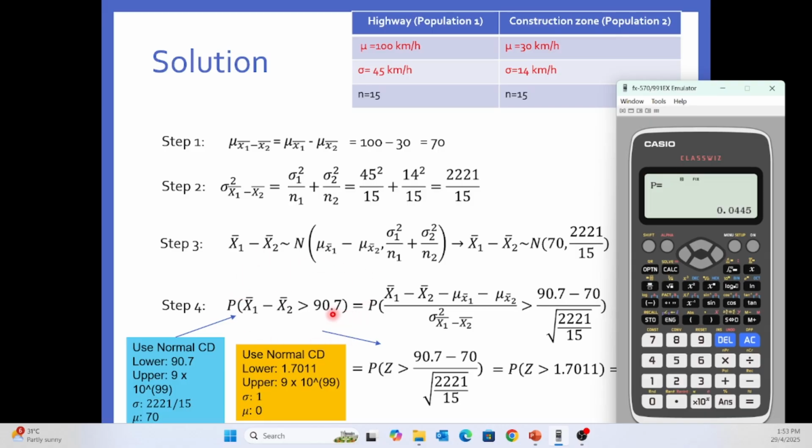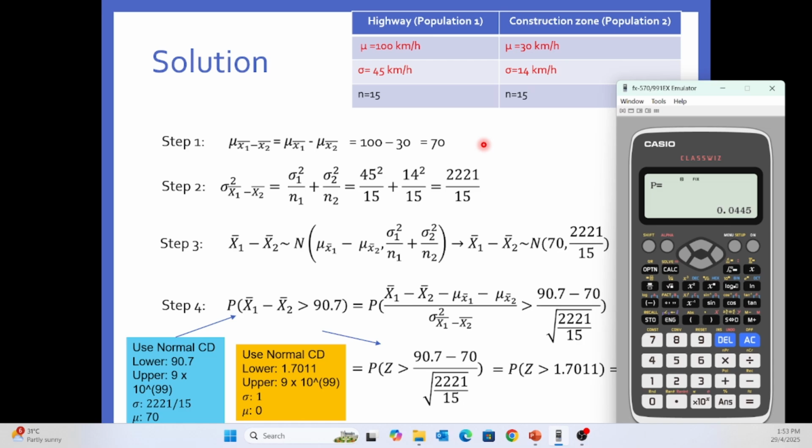If you key in the original value, this is the lower score. If you key in the Z score, you will key in this. And then the upper is a big number, same thing. And then key in the sampling distribution: sigma is the square root of 2221 divided by 15, mu is 70. If you use a Z score, the standard deviation is 1, mu is 0.